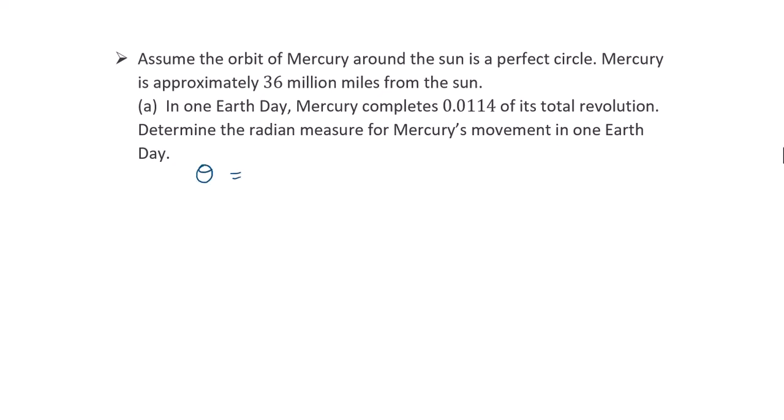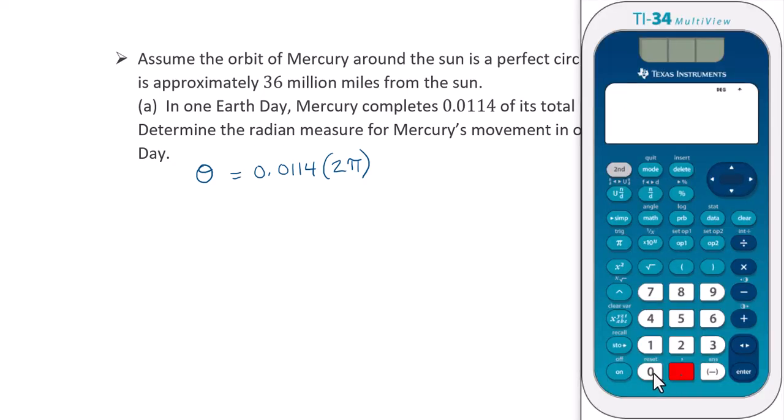That theta is going to be 0.0114 of a full revolution, 2 pi. So I can put this into the calculator, 0.0114 times 2 pi, and this gives me a decimal approximation of 0.0716 radians.